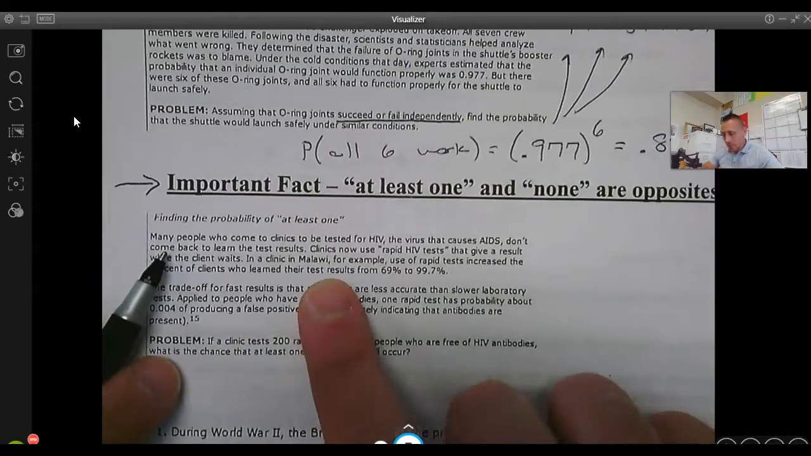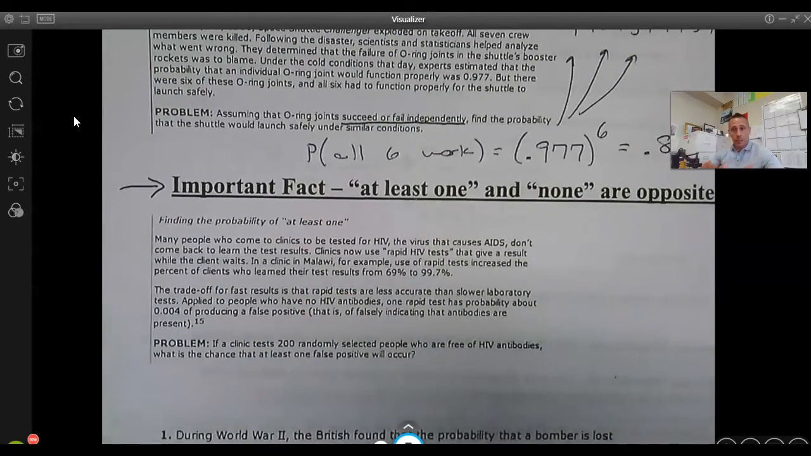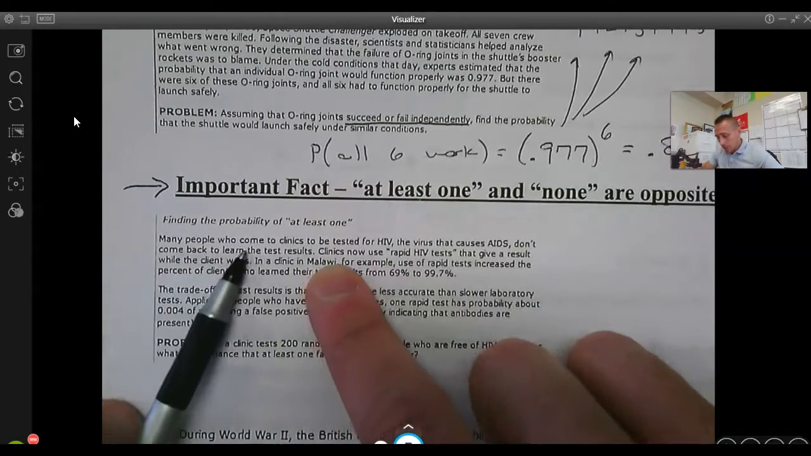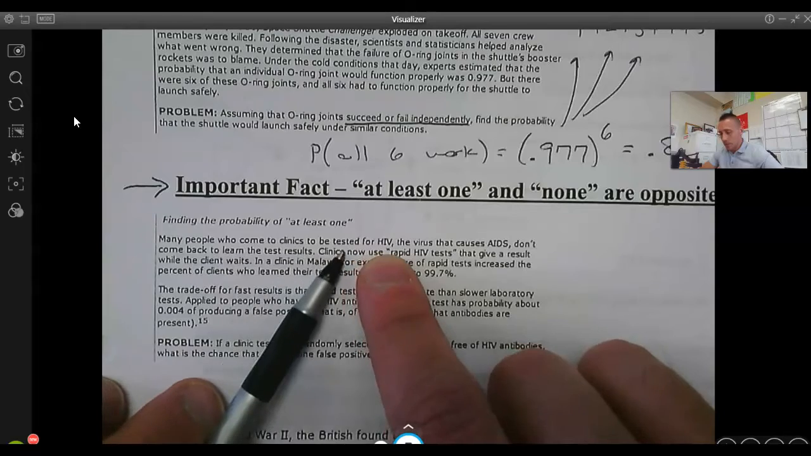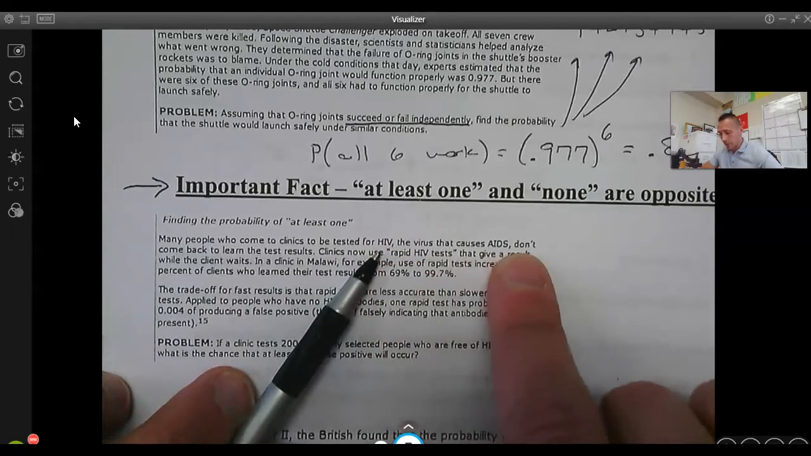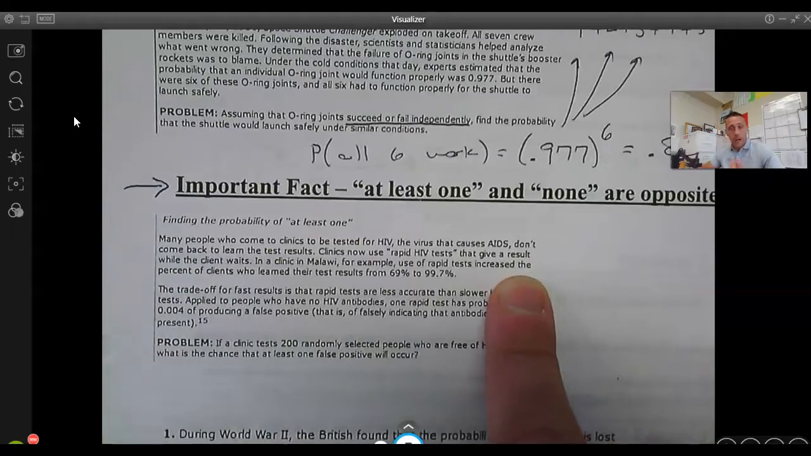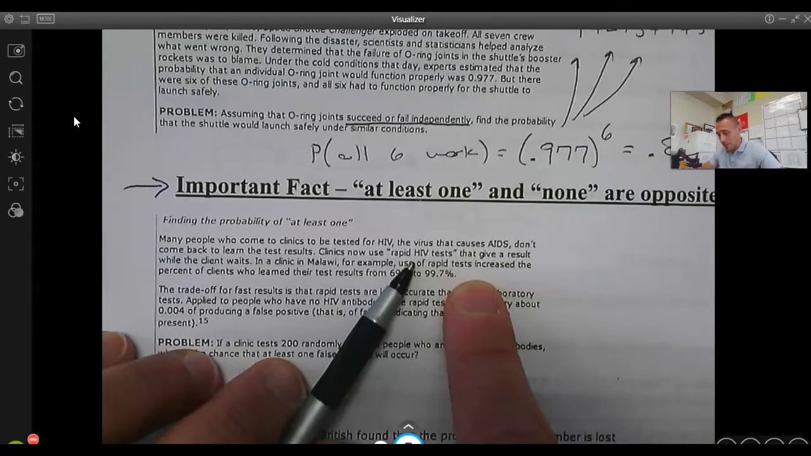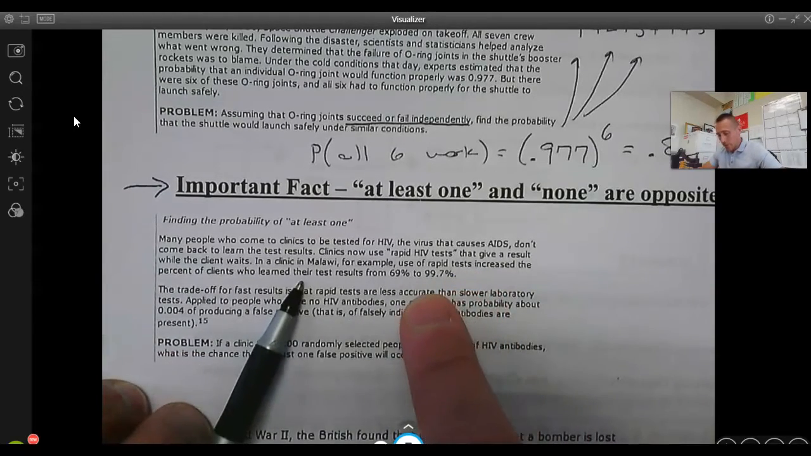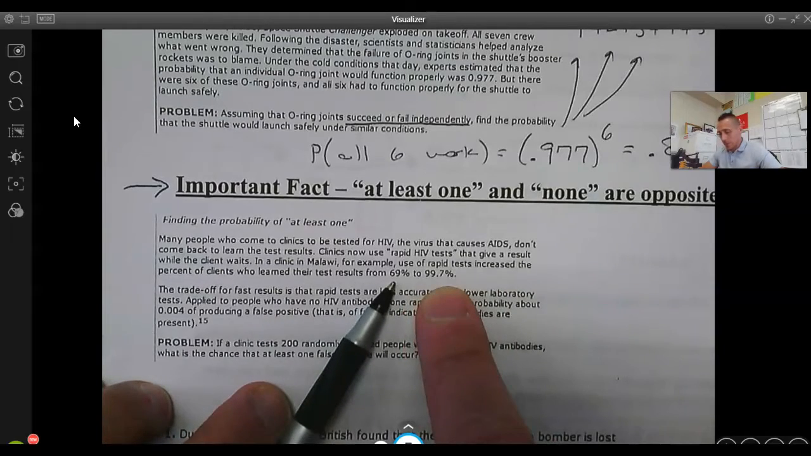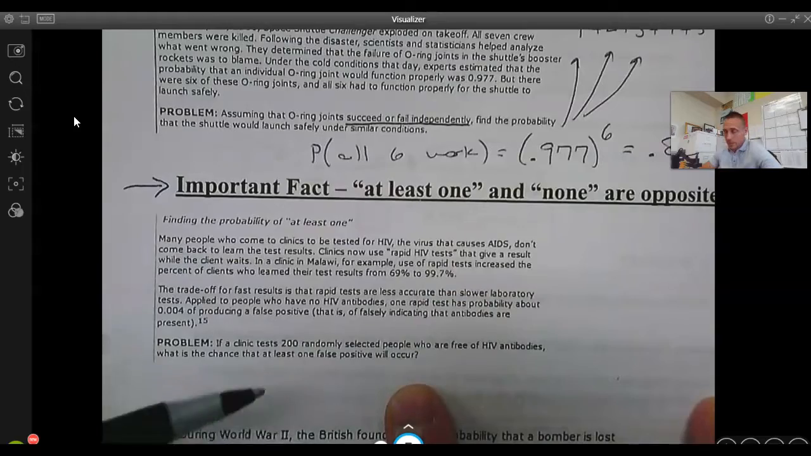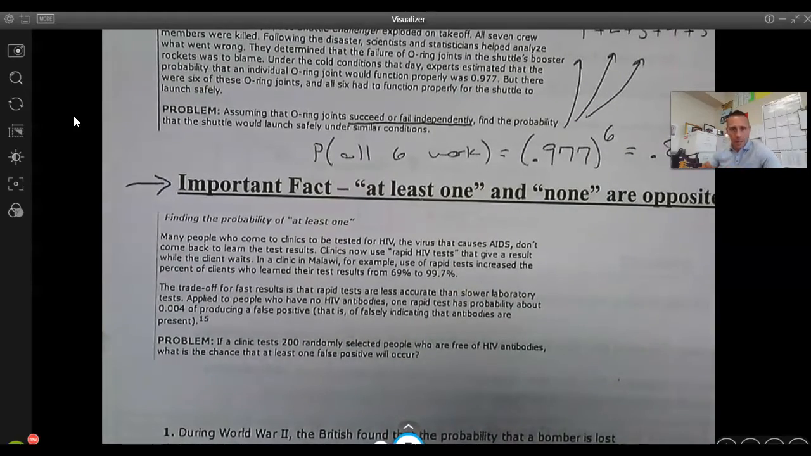All right, a few decades ago, there was a big issue with AIDS and HIV. That's since diminished with the kind of progression of medicine. But you had a lot of people who came to clinics to be tested for HIV, the virus that causes AIDS, and they don't come back to get their results. So they wanted to change that, so they came up with rapid tests. And they increased the percent of clients who learned their test results from almost 70% to almost 100%. The trade-off was the test isn't quite as accurate.